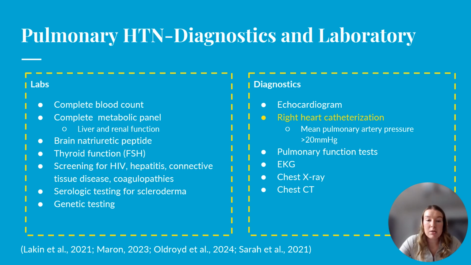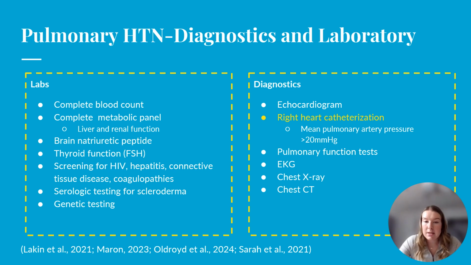And then we also, if we don't have a known cause of their pulmonary hypertension, we might want to screen for HIV, hepatitis, connective tissue disease, and coagulopathies, seeing if they're throwing more clots than normal in the lungs and that's causing it. You also could do some serologic testing for scleroderma and then genetic testing if you think there's a genetic cause to their pulmonary hypertension.